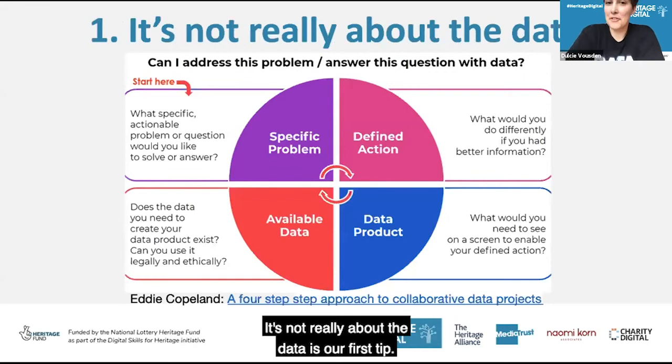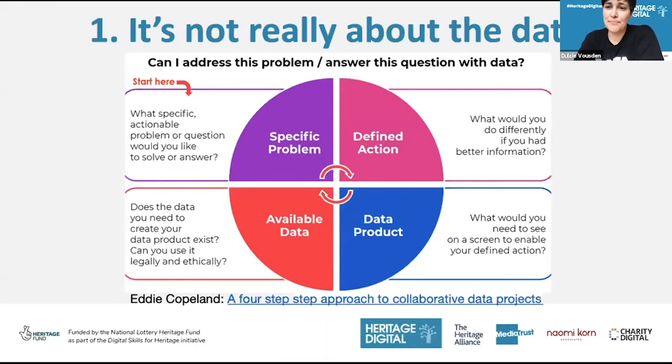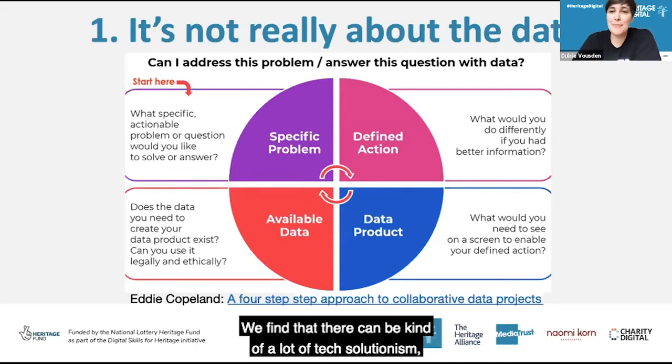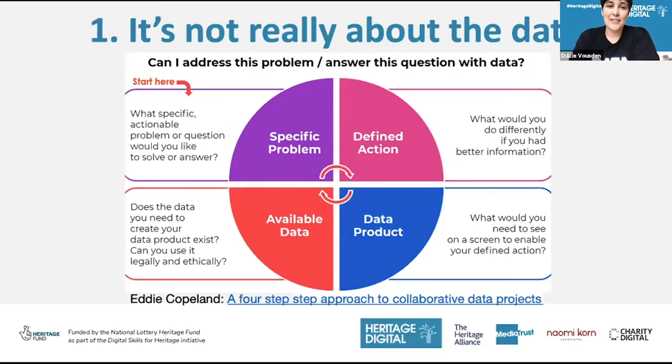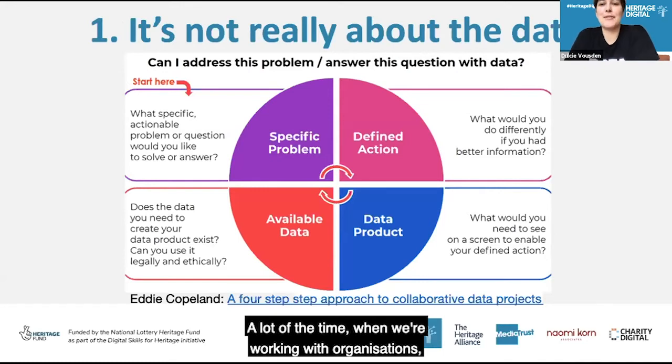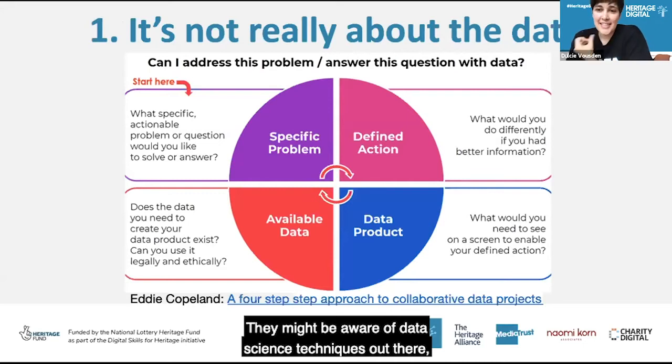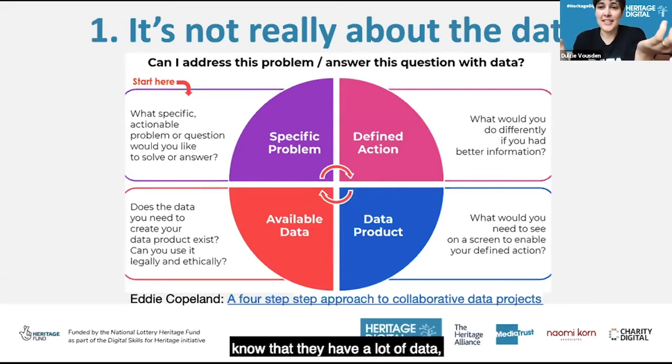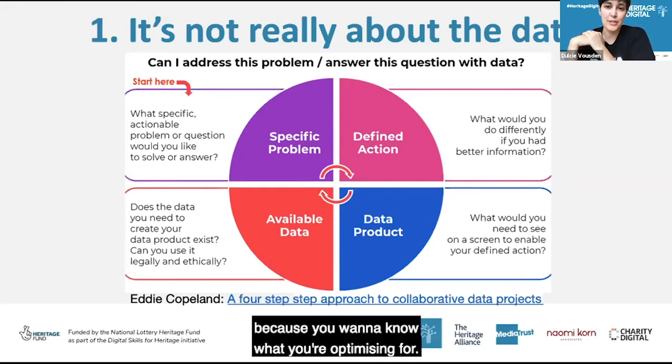So it's not really about the data is our first tip. We find that there can be a lot of tech solutionism, not just in tech. A lot of the time when we're working with organizations, they struggle to define the problem that they need to solve. They might be aware of data science techniques out there, know that they have a lot of data, and want to make data a priority, but it can be hard to start without a problem definition, because you want to know what you're optimizing for.